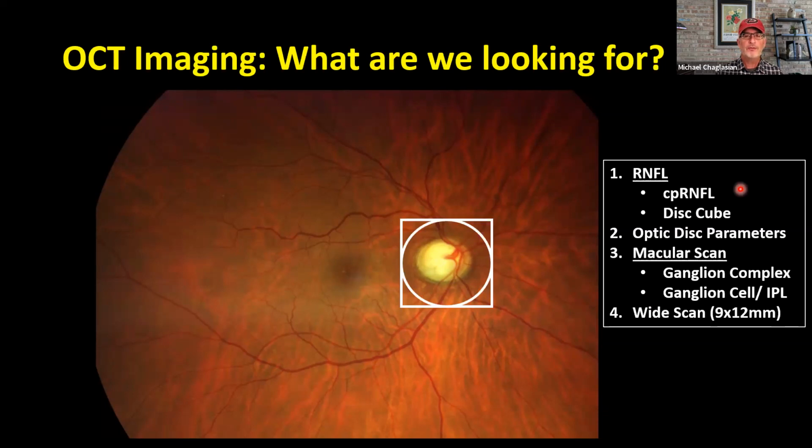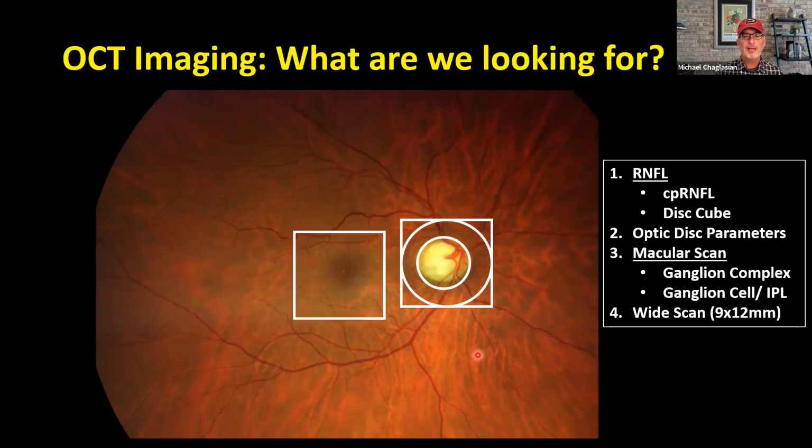We get what's called the circumpapillary retinal nerve fiber layer thickness map. We may do that in a cube, also collecting all data in a square around the optic disc and retinal nerve fiber layer. We may also get some optic disc parameters. So we may want to know the disc size, the cup size. We may want to know information about the neuroretinal rim. That comes from scanning the optic disc and the RPE tips underneath the surface of the retina.